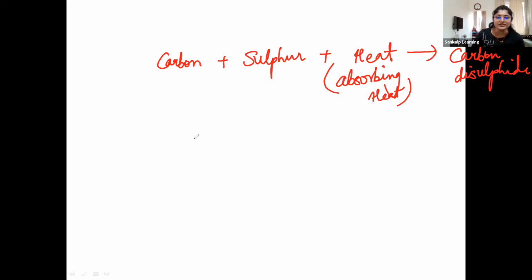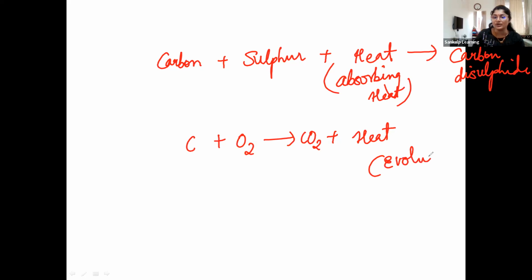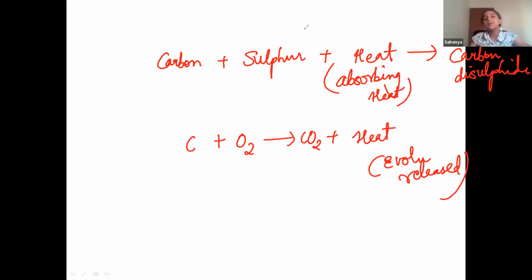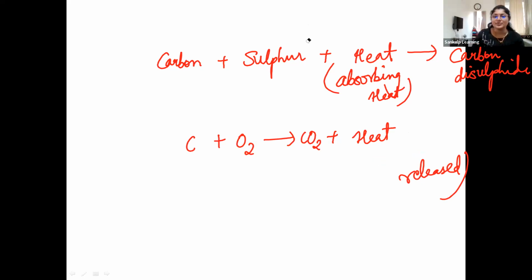Okay. And the first reaction, carbon plus oxygen giving you carbon dioxide plus heat. So this is what is happening. Heat is evolved, or heat is released, you can say. But you won't include that in balancing, right? No, no, we don't include heat in balancing. You can just feel it, by the change in temperature.